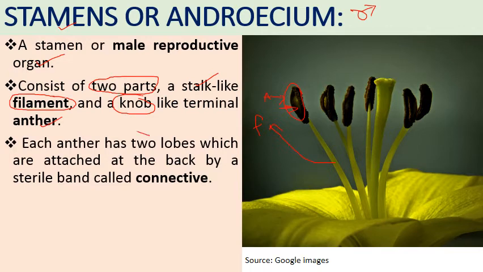Each anther has two lobes. हर एक जो anther है उसके दो lobes होते हैं which are attached at the back by a sterile band, जिसे कहा जाता है connective. जो दो anther lobes हैं they are joined together by a cementing material, जिसे कहा जाता है connective.